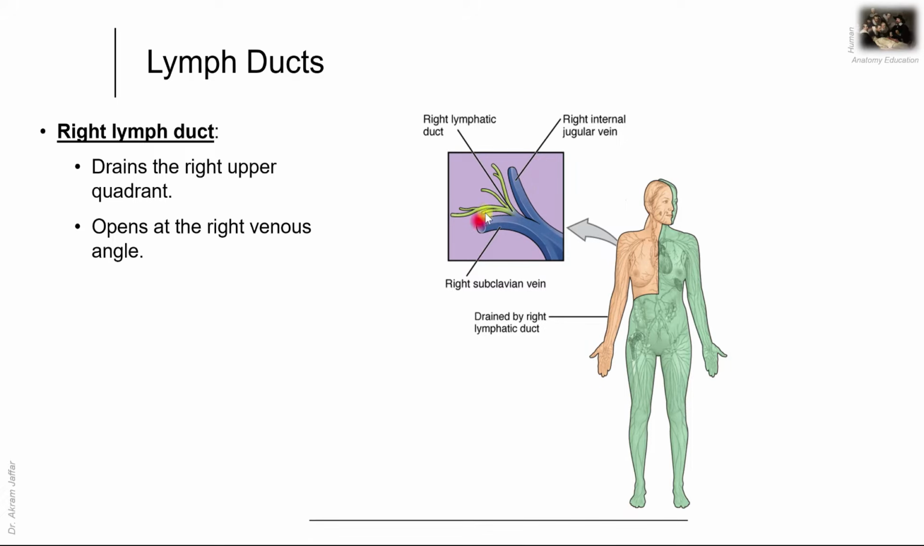It opens at the junction of the internal jugular vein, right internal jugular vein, and the right subclavian vein. This angle here is called the venous angle, whether on the right side or on the left side, but the right lymph duct opens here on the right side. And in this way, the lymph is carried to the venous system, and in this way, the lymphatic system acts as part of the cardiovascular system.